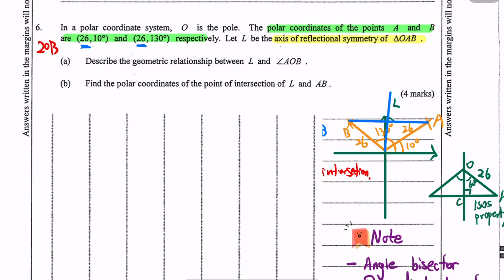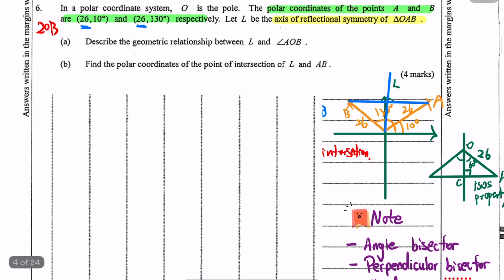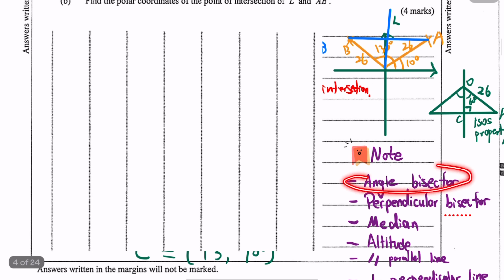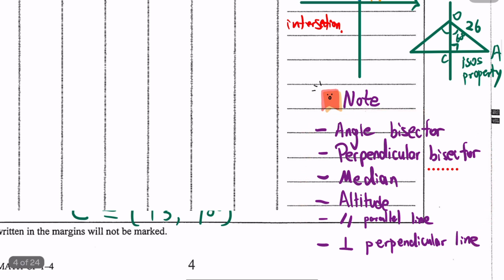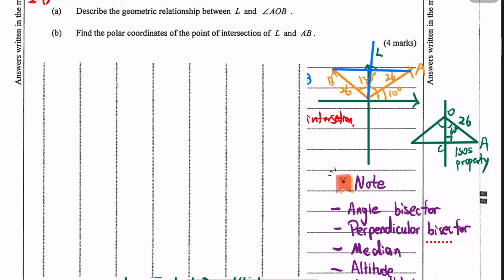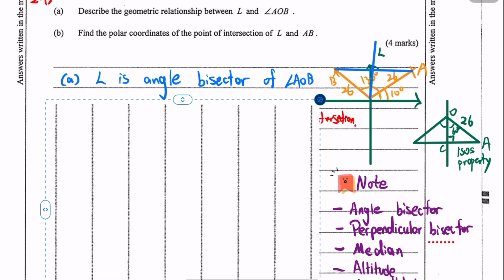But now you are finding the relationship between L and the angle, not the triangle, right? And that's just this angle. So the relationship, what have you learned, is just the angle bisector, right? What have you learned? The relationships in locus as well as just geometry relationships: angle bisector, perpendicular bisector, median, altitude, parallel line, perpendicular line. Not more than 90% of the cases, the answer will be one of these six. So now we know it's the angle bisector, so we just answer angle bisector.